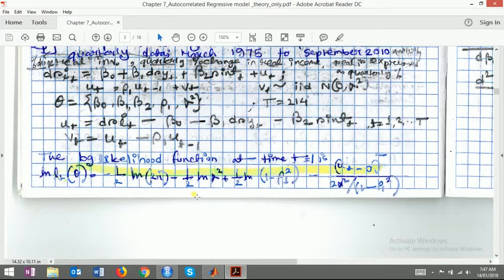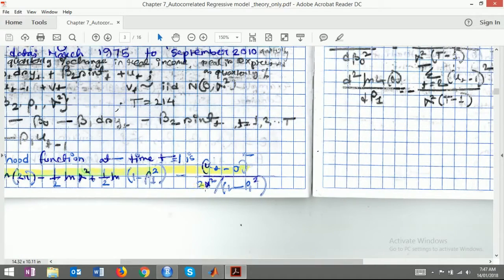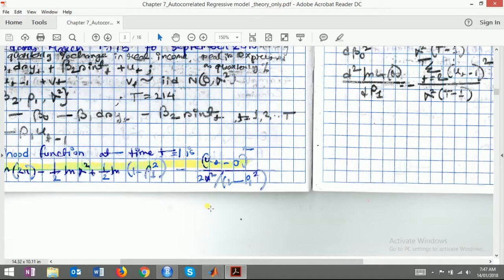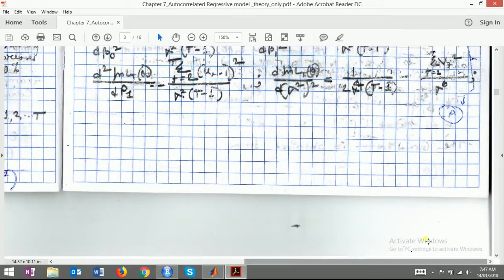first two remain as they are, minus half log 2 pi, minus half log sigma square, plus half log 1 minus rho 1 square, because the variance is not sigma square, it is sigma square divided by 1 minus rho 1 square for v1. Minus u1 square divided by 2 sigma square in the general case, but in the case of v1, u1 square divided by 2 sigma square divided by 1 minus rho square, because we have autoregressive parameters. As long as we have autoregressive parameters, this is how the log likelihood function will look.